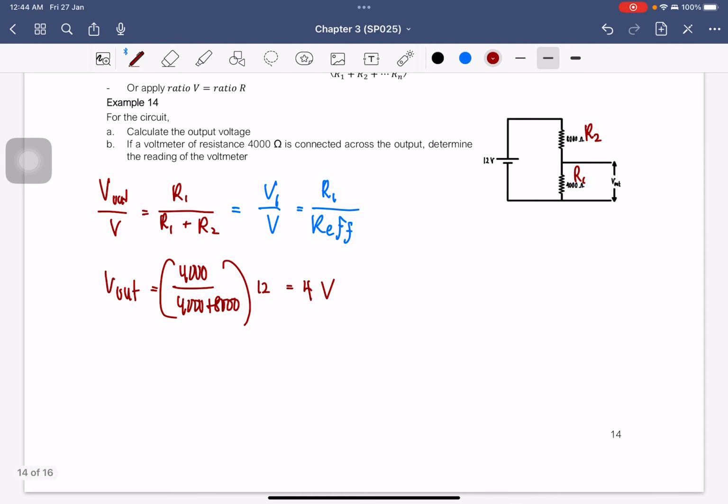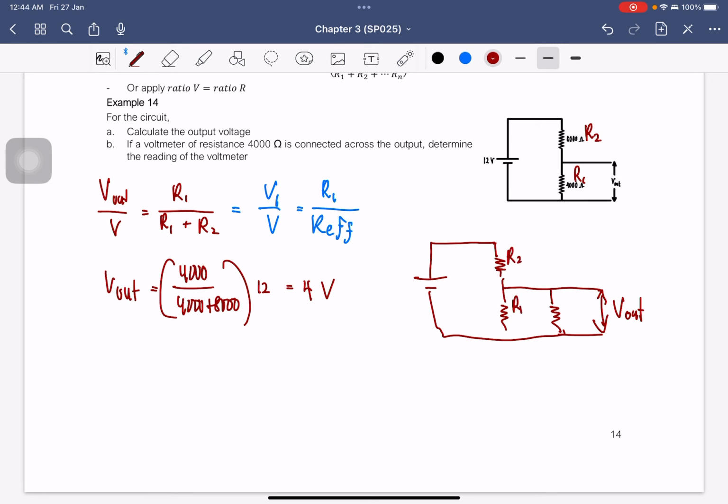Okay, so now we have one more resistor to add here. So this is the V output that we need to calculate now. Okay, so this is R1, R2, R3. So what is the value of R3 now? Its value is 4,000 ohm. It is an additional value there.